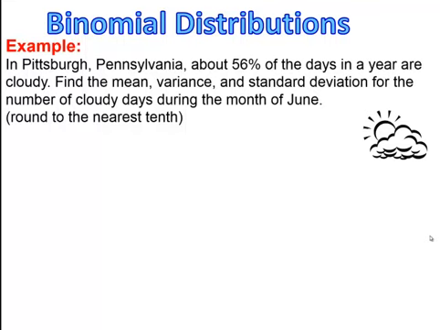In Pittsburgh, Pennsylvania, about 56% of the days in the year are cloudy. Find the mean, variance, and standard deviation for the number of cloudy days during the month of June. And it's asking us to round to the nearest tenth. So because the month of June has 30 days in it, the trial size in this case would be 30. Our percentage of success was given as 56% or 0.56. And the percentage of failure, again, 1 minus 0.56 would be 0.44.